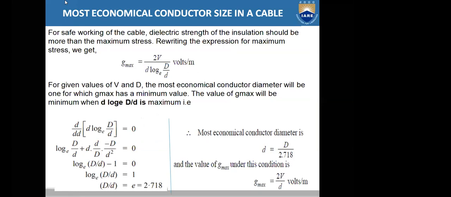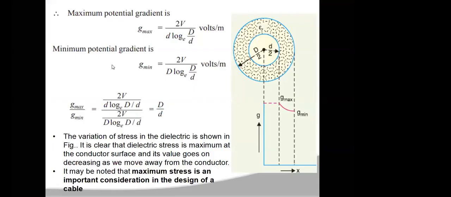Okay, now let us see the design of the cable. What diameter of the conductor you have to choose, that is, the most economical conductor size. The size here is nothing but the diameter. So the most economical conductor diameter in a cable: how can you calculate it? As you know, the parameter you have to consider is the maximum stress in the design of a cable.